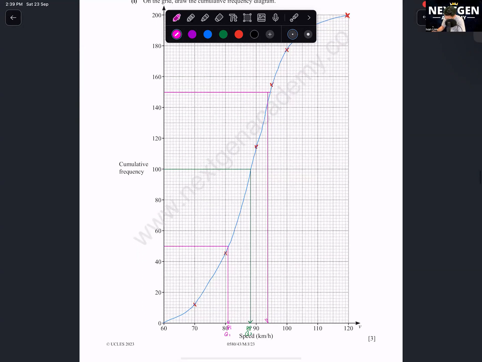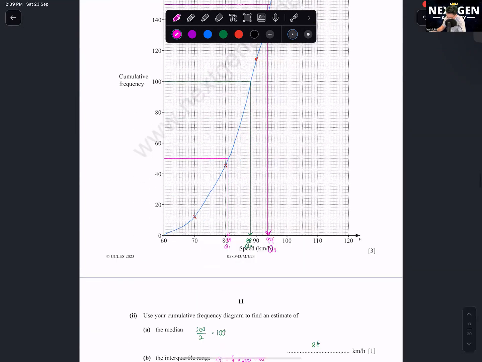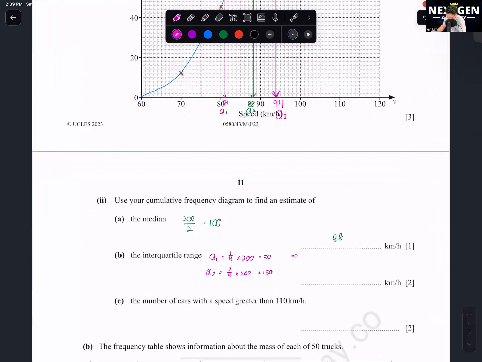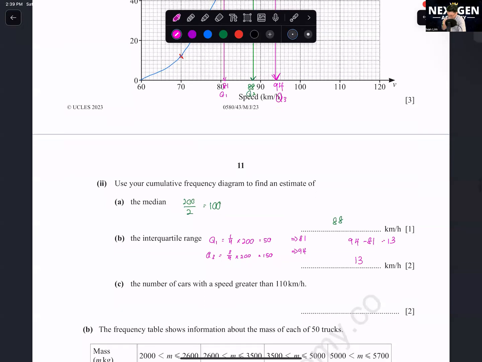Okay, so here, 94. This is my Q3. Okay, so 81 and 94. Then you just take 94 minus 81, which is equals to 13.